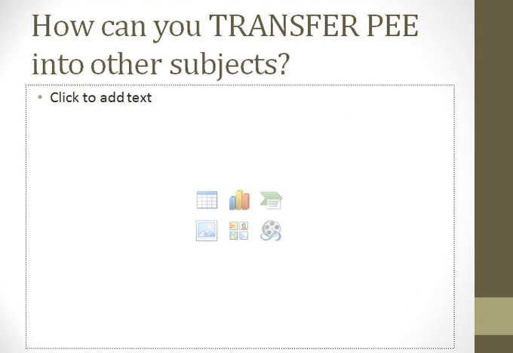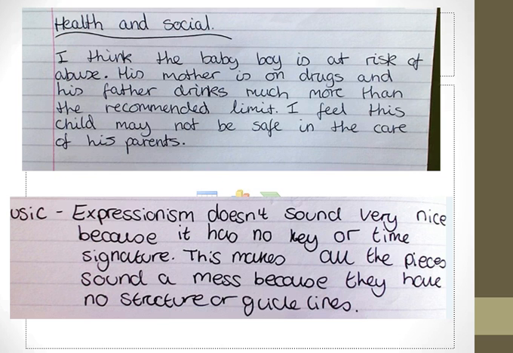Okay, so not just sort of focusing on English, how can you transfer P into other subjects? Because you'll actually find that you use it, or you should be using it, in pretty much every subject you study. Have a look at these examples from health and social care and music. So this student's writing, I think the baby boy is at risk of abuse. Point. His mother is on drugs and his father drinks much more than the recommended limit. That's evidence. I feel this child may not be safe in the care of his parents. An explanation. So this student explains that the baby boy is at risk because of the evidence they've used.